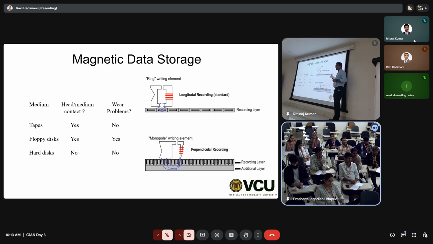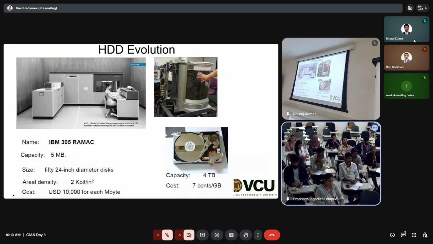Here it is 100 to 300 nanometers. Here it is 30 to 50 nanometers. So you can squeeze in more data here. Okay, so this is usually a write head, and I have other better images.